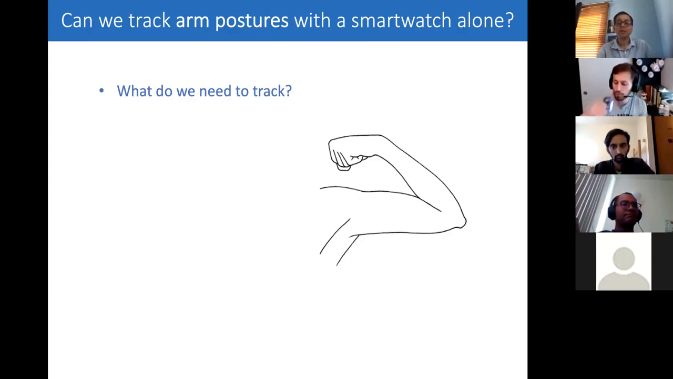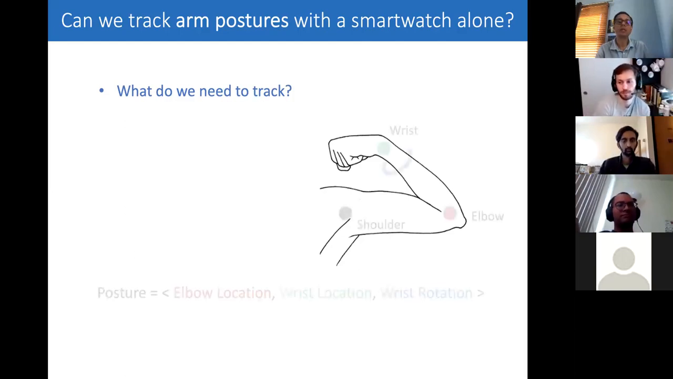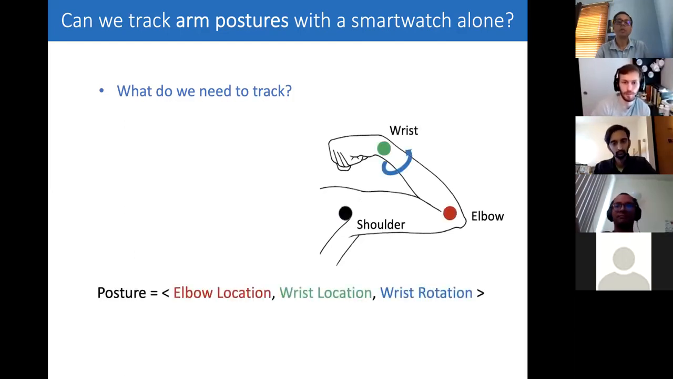Okay, good. So what do we need to track the whole arm? In this paper, we bring down the problem to tracking 3 things. 1, the elbow location. 2, the wrist location. And 3, the wrist rotation. These are the 3 things we want to track. And we are saying that if we can track these 3 things, we can track the whole arm.